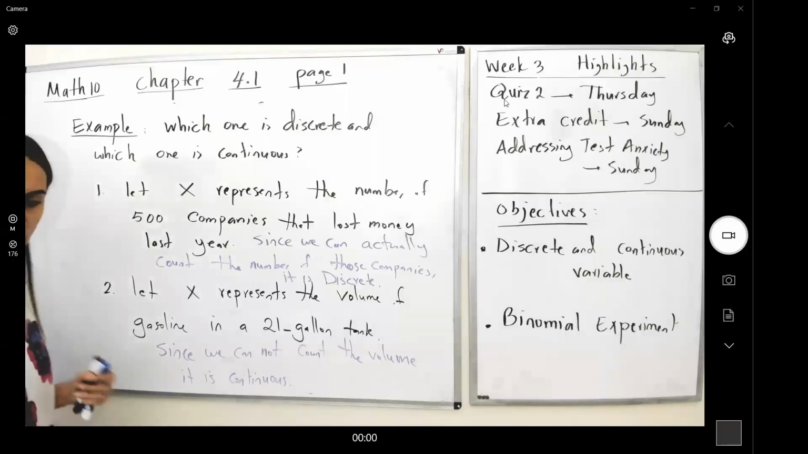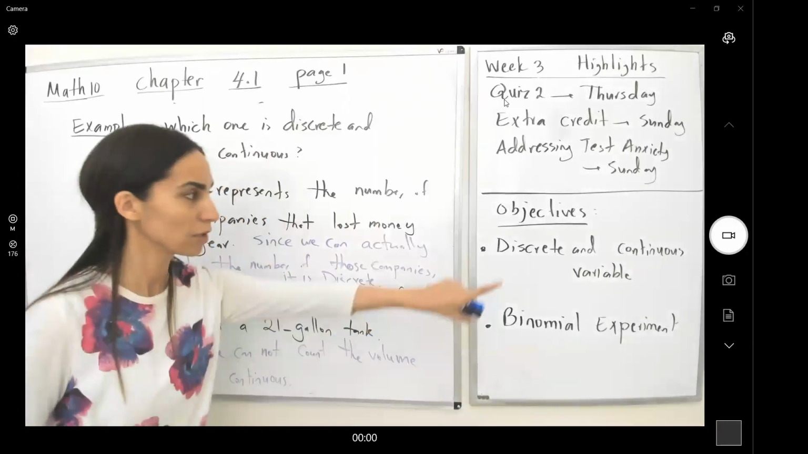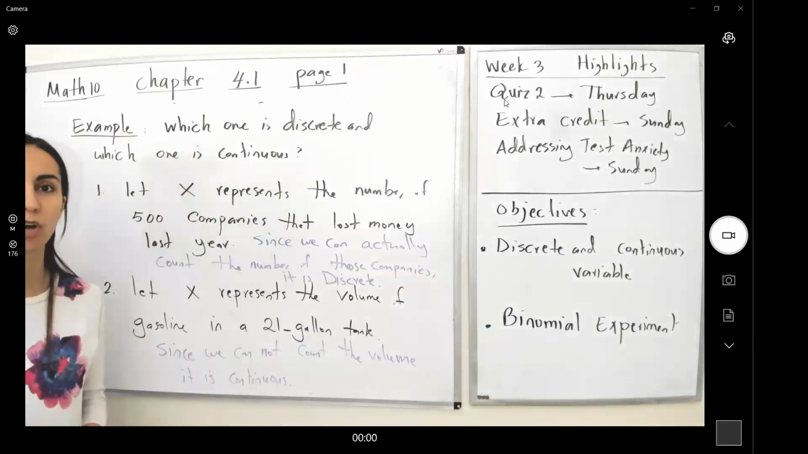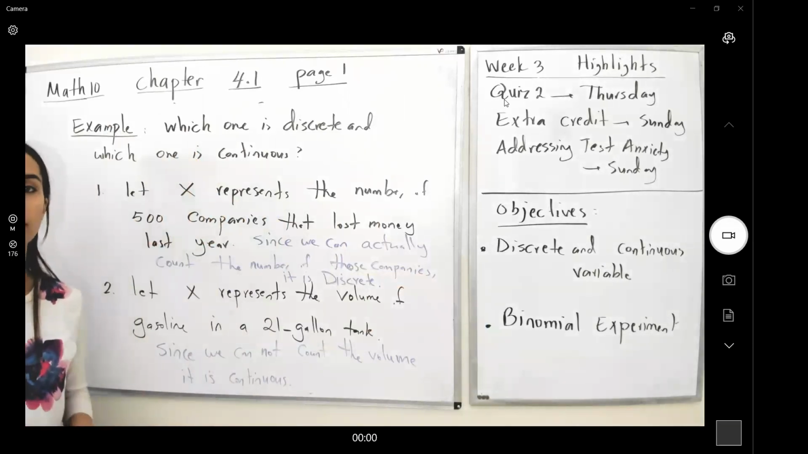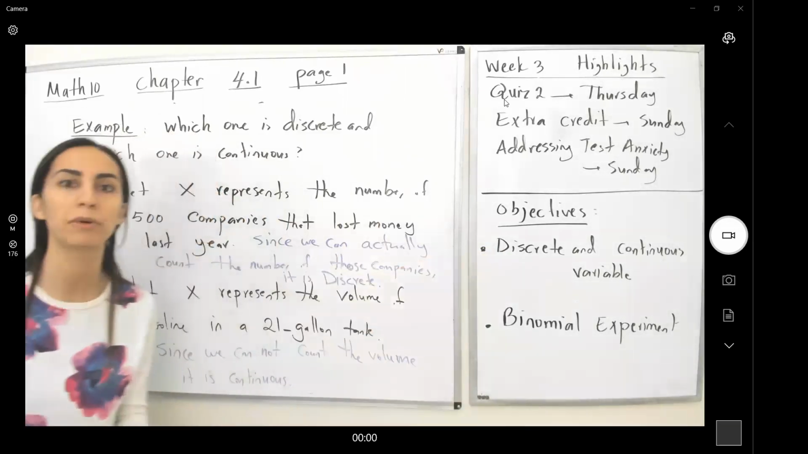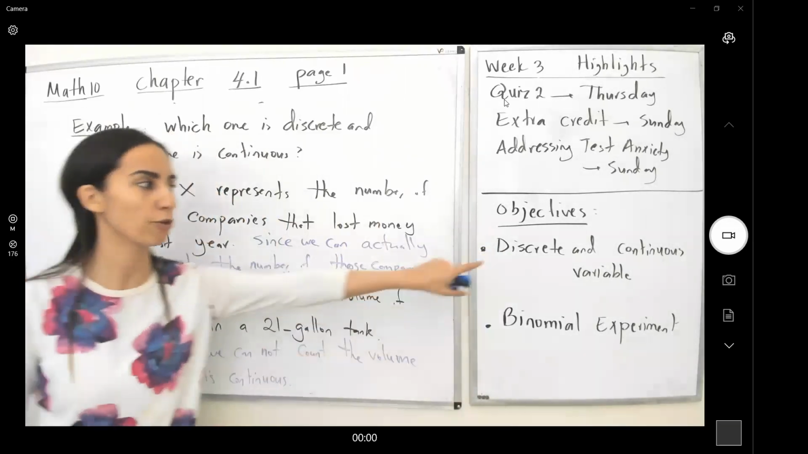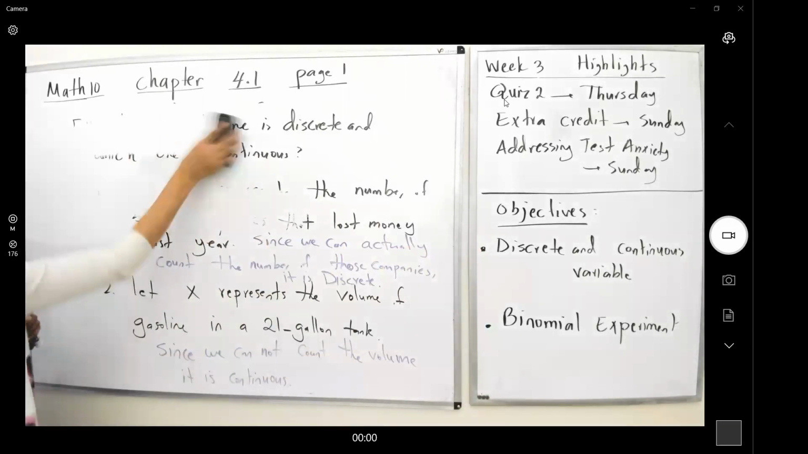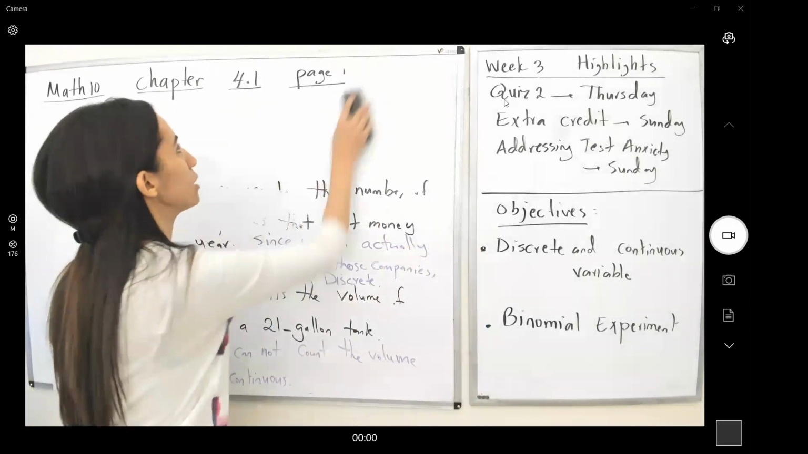Very well. So we introduced discrete and continuous variables. Now we're going to talk about their probability distribution. Our focus is on probability distribution for a discrete random variable. So we're moving on to page 2.